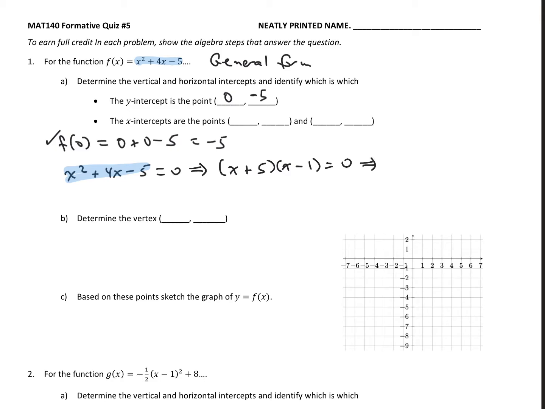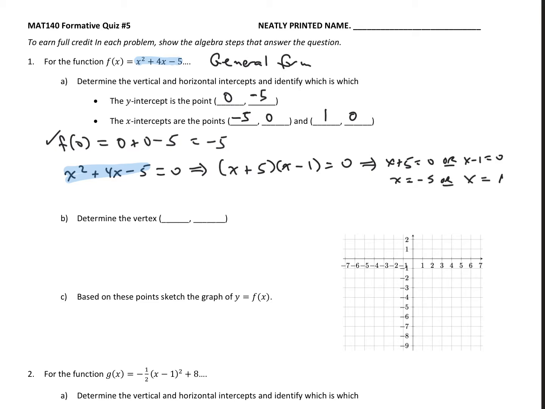The product of these two things is equal to 0 if either of the two things is 0. So if either x plus 5 is 0 or x minus 1 is 0. And in the first case, that means x is -5. And in the second case, that means, let me not use a comma, let me write the word or, x equals 1. So the two x-intercepts are (-5, 0) and (1, 0).